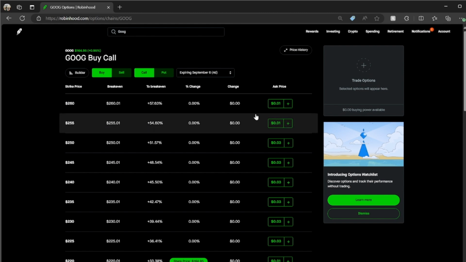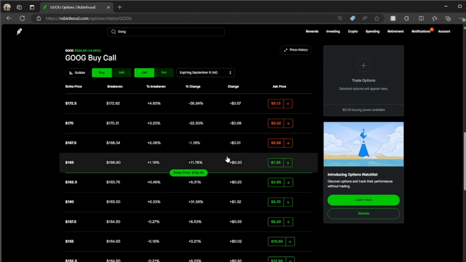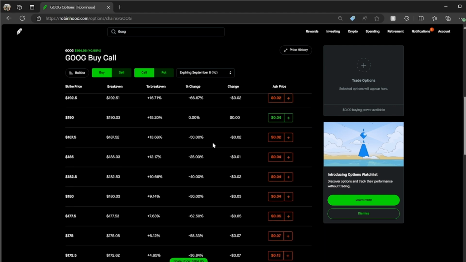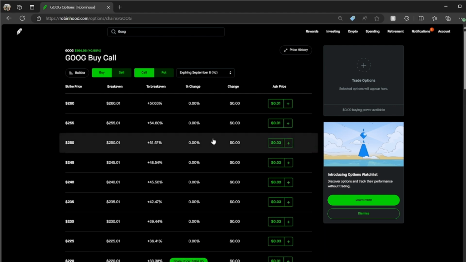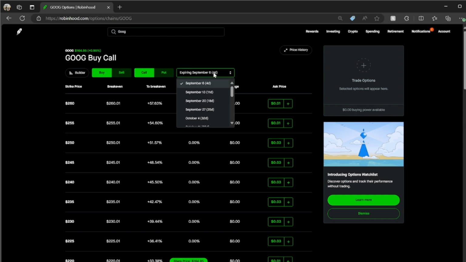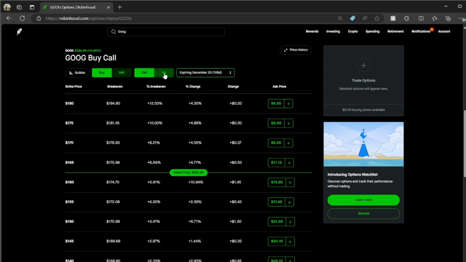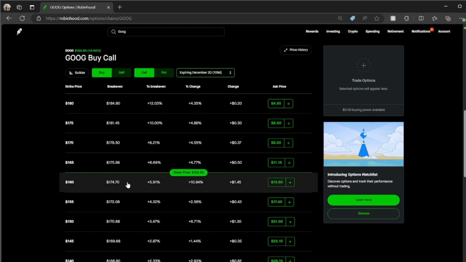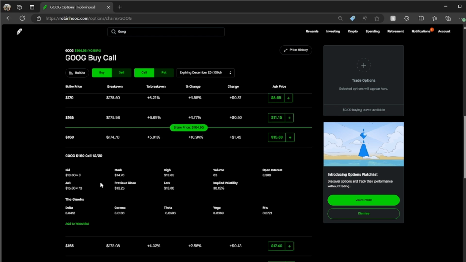Right now it's showing us the options close to the current stock price. We're looking at buying calls, and you can see we're looking at a September 6th expiration date on the option. Let's push that back a bit. Let's look at December 20th options. How about the $160 strike price? It's very close to our current share price.